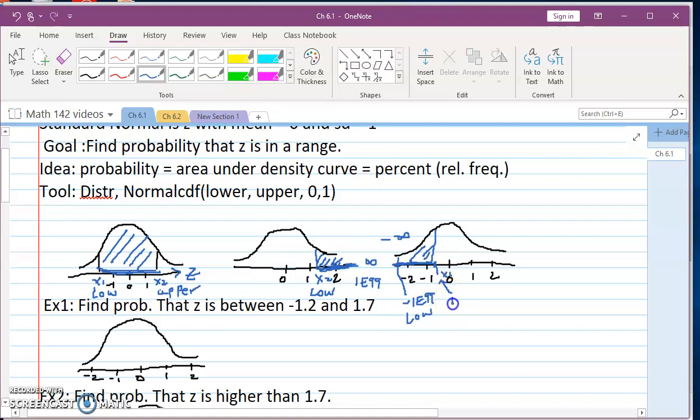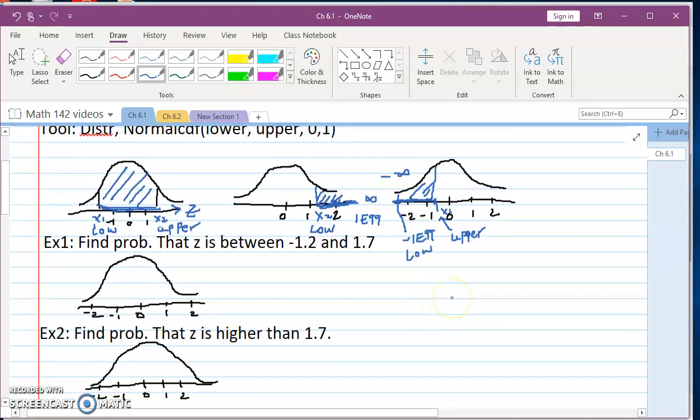Like x1, so this would be the upper now. Whatever, because it's the highest than everyone in this list. So that's the idea. So the example: let's say we want to find the probability that z is between negative 1.2 and 1.7.